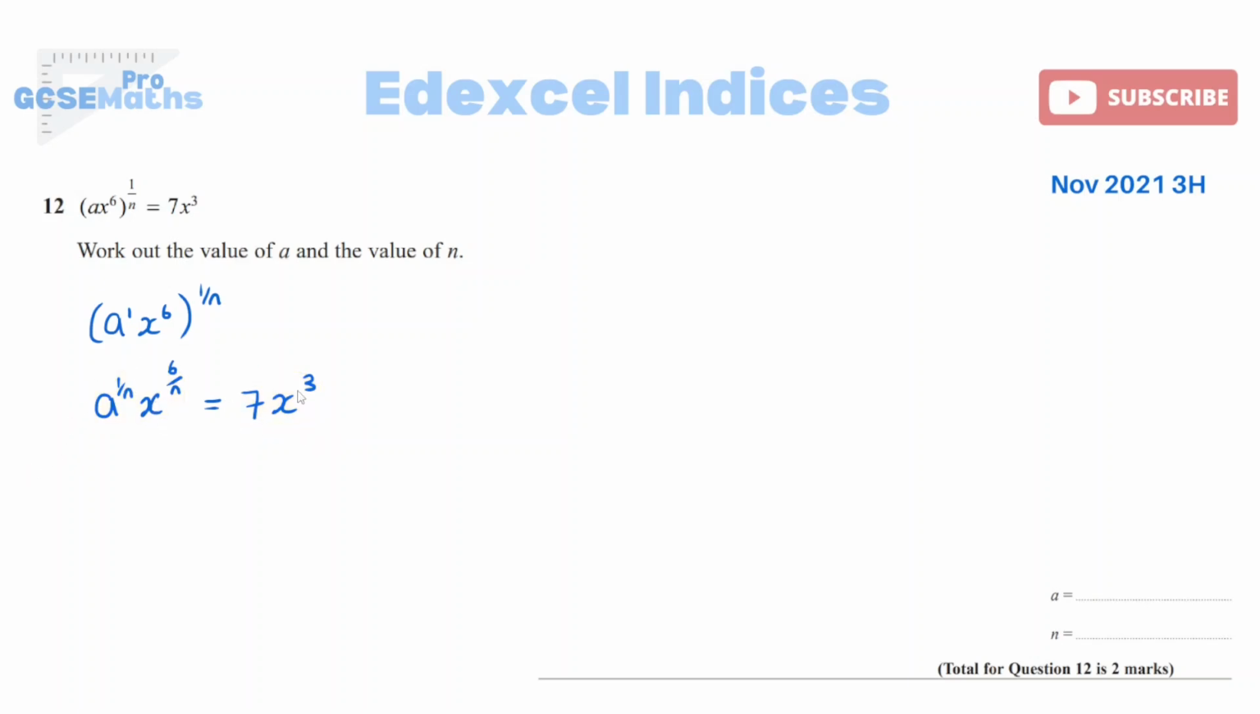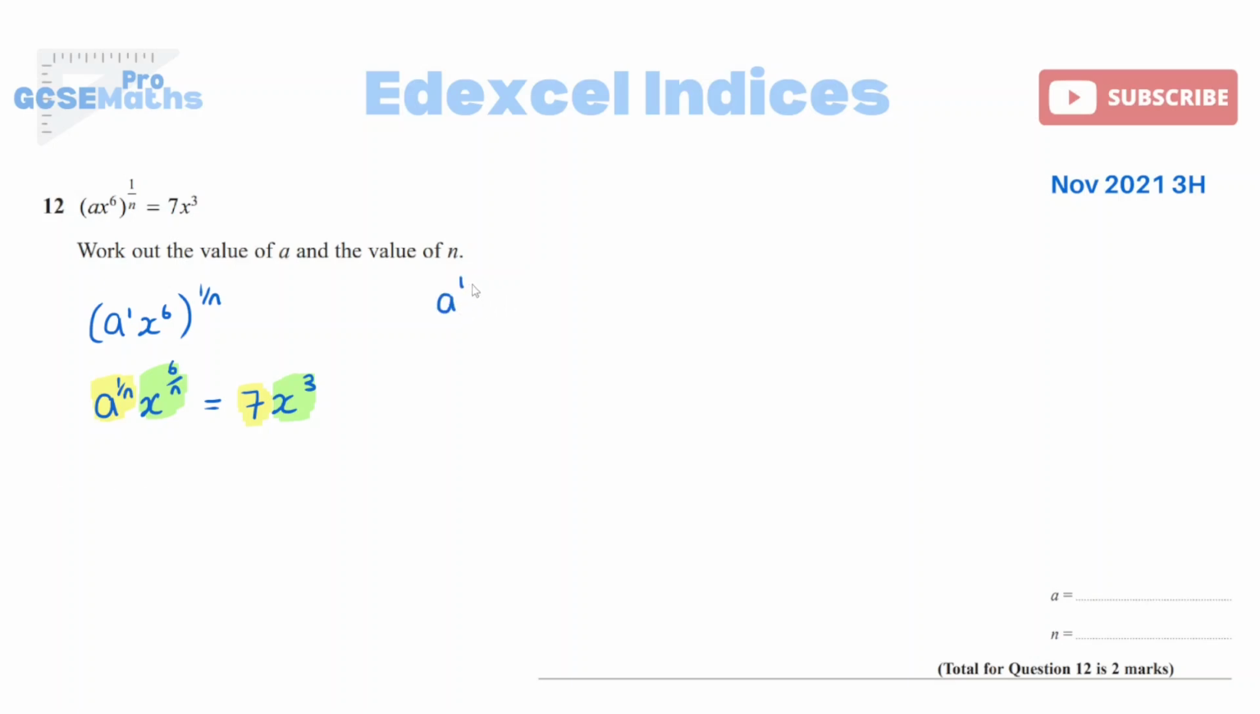What I mean by that is 7 is the coefficient, and then the x cubed is the x value. Do you see how I can relate that then with the other side? A to the power of 1 over n is just a number, it's just a coefficient, isn't it? And then the x to the power of 6 over n is the x value. So that's how I'm going to split them up.